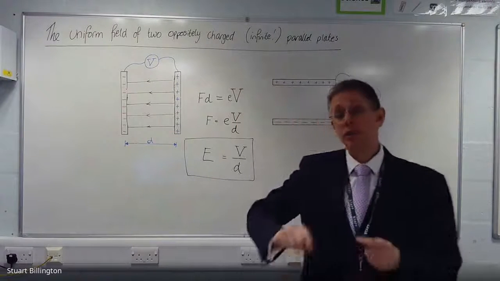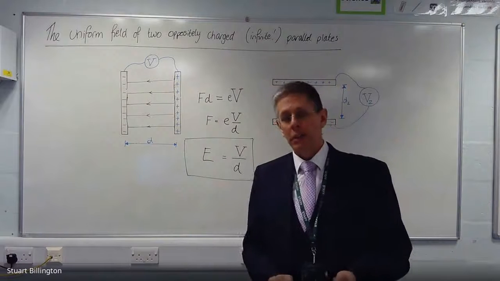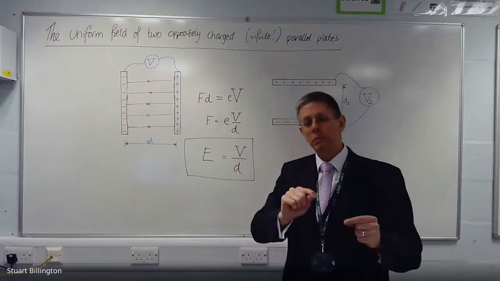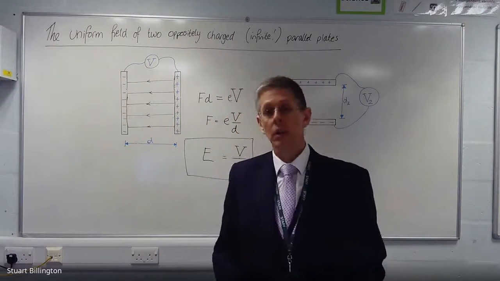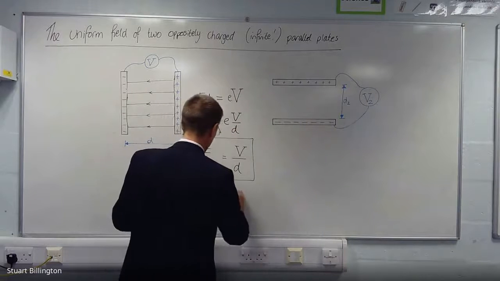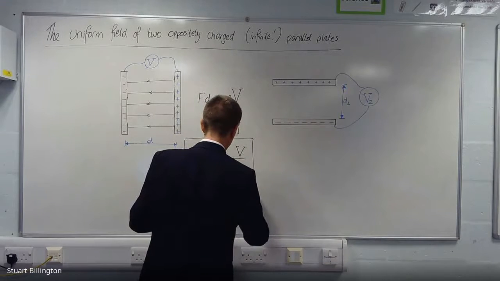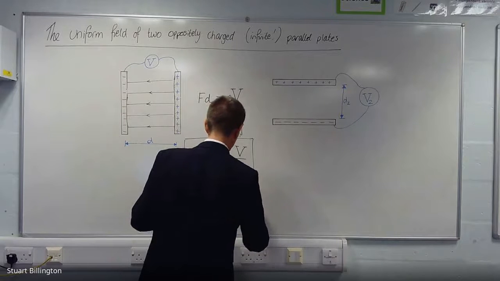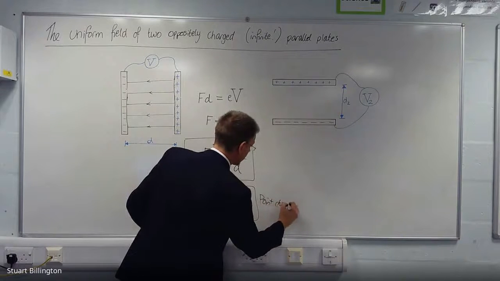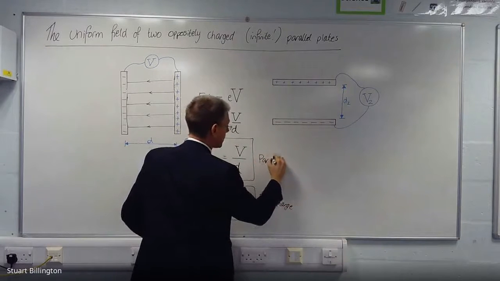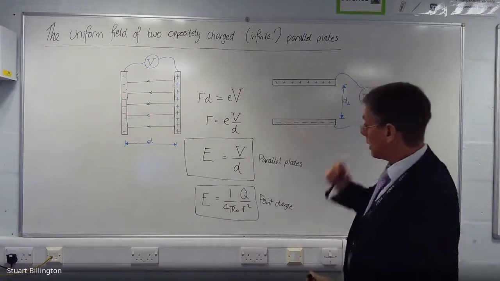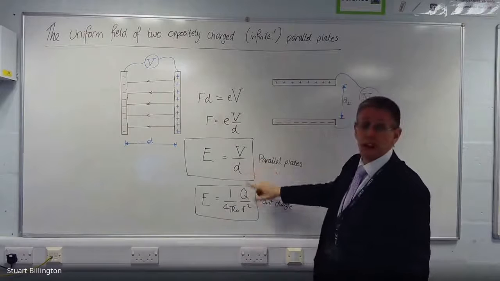So you now have two formulae for electric field strength. You have a formula from the Coulomb law for a point charge. That's this one. This is a point charge, and this is parallel plates. So please don't muddle them up. You've got to use the right formula in the right situation.